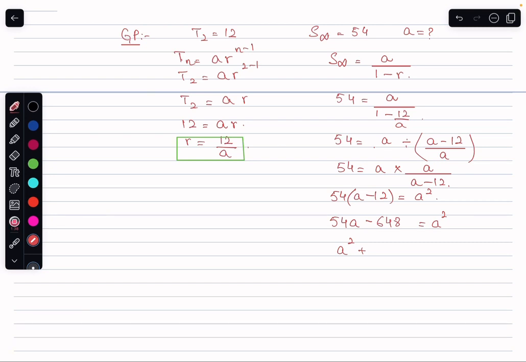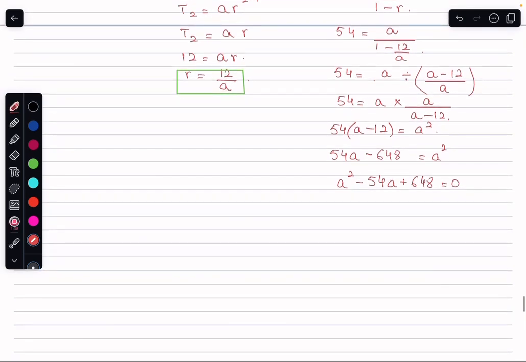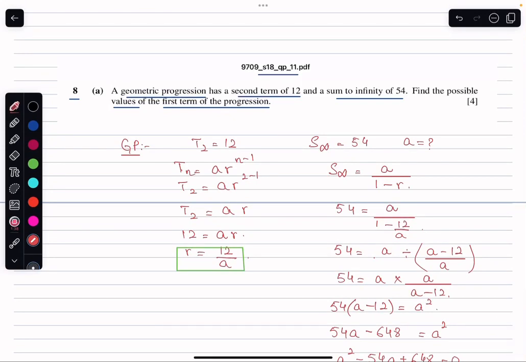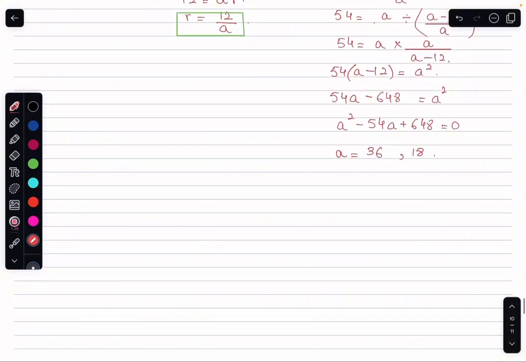Rearranging them, I shall get a square minus 54a plus 648 equal to 0. Solving the quadratic equation, I'm getting two values of a. One is 36 and the other is 18. So this is why they were asking us to find the values of the first term of the progression. These two are going to be the values of the first term of the progression for this question here.